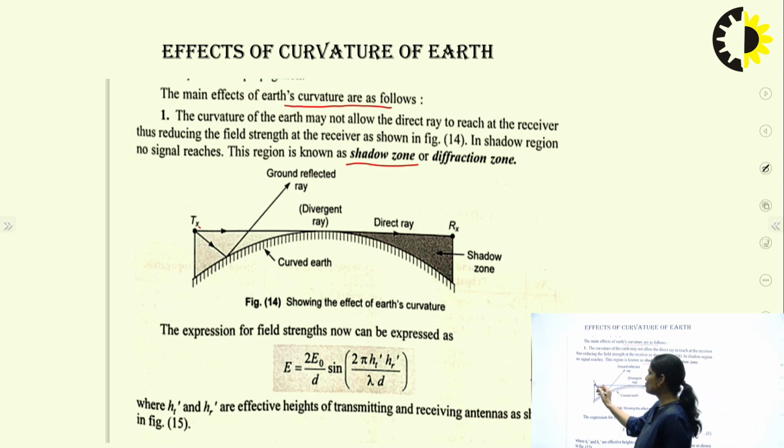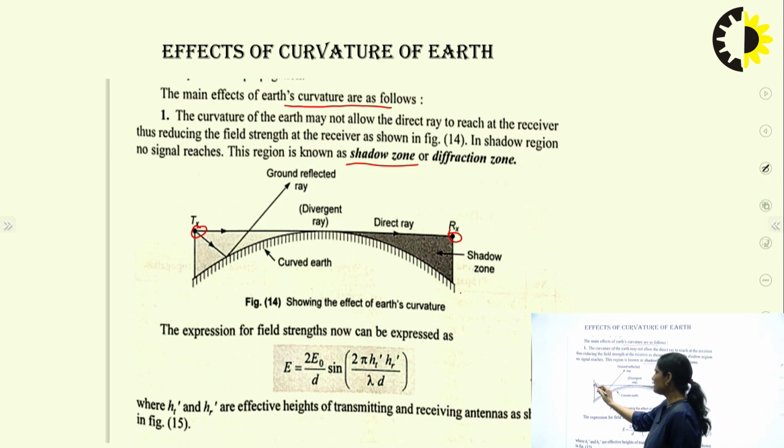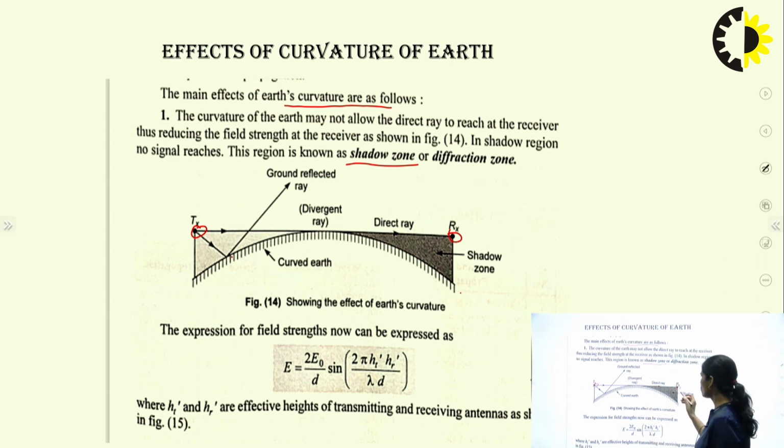So you can see here, this is your transmitter, this is your receiver, and this is your curved earth. When you are sending your signal from transmitter to receiver, this is the direct ray, and another signal sent from the transmitter is reflected from the earth, and it is the ground reflected ray. This is the shadow region, also known as diffraction zone. So the field strength for this effect of Earth's curvature is equal to 2E0 upon D sine 2 pi HT dash HR dash upon lambda D. HT dash and HR dash are the effective heights of transmitter and receiver antennas.